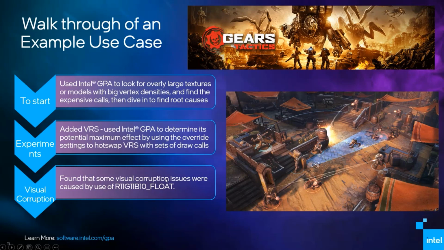And then we drilled down to find that there was use of this R11G11B10 float. Well, if you're familiar with IEEE 754, you know there are optional types, and most of those optional types are not implemented in most hardware. So Intel hardware doesn't implement this optional type. And so whenever it's used, then sometimes there's visual corruption. So we were able to use GPA to drill down to that. And I am currently working on an article to go through the details of how you would drill down.